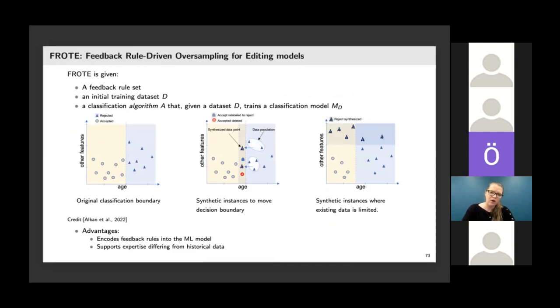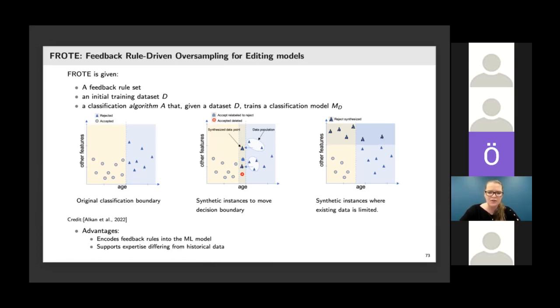So then follow-on work with Öznur and myself was FROAT, which is feedback rule-driven oversampling for editing models. And this is inspired by work from the popular SMOTE algorithm to deal with class imbalance problems. So here, instead of reinforcing existing decision boundaries, we're using sampling and synthetic data to move decision boundaries. So again, in the example I gave previously, where let's say a threshold might have changed, we take that as an external feedback rule, and we also have access to the initial training data set and to the algorithm that's been used to train the model that we're trying to modify.